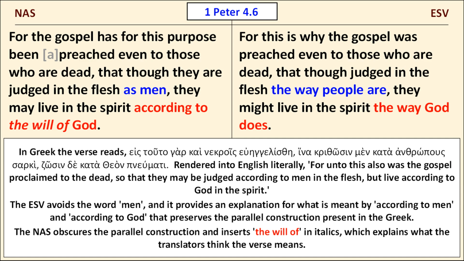The ESV avoids the word "men," and it provides an explanation for what is meant by "according to men" and "according to God" that preserves the parallel construction present in the Greek. The NAS obscures the parallel construction and inserts "the will of" in italics. Since the words are in italics, we know that they provide the translator's explanation, and we can safely ignore them. With the ESV, the reader can't know how interpretive the translation is unless he or she consults the Greek, other translations, or a good commentary.